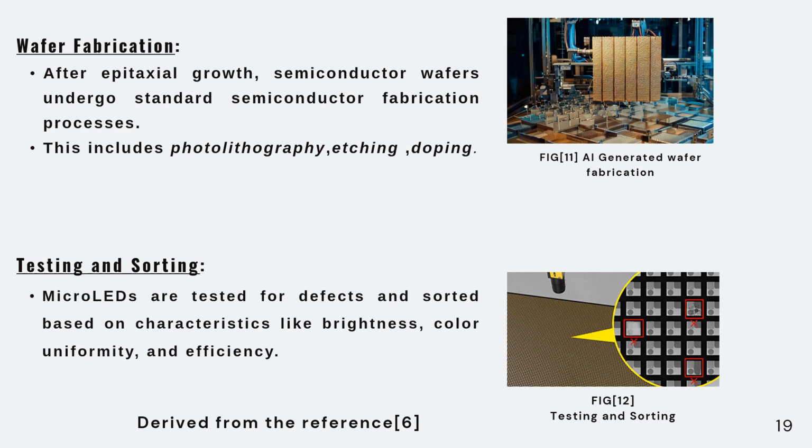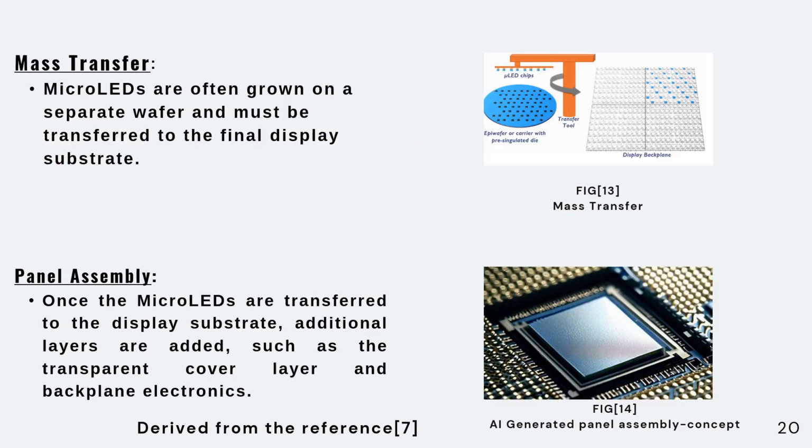Then the testing and sorting. After the wafer fabrication process, as I already said, the LEDs should be placed in precise places, so each pixel must be checked to see whether it is defective or working. So we use testing and sorting methods. Then we can move to the next important step, which is called mass transfer.